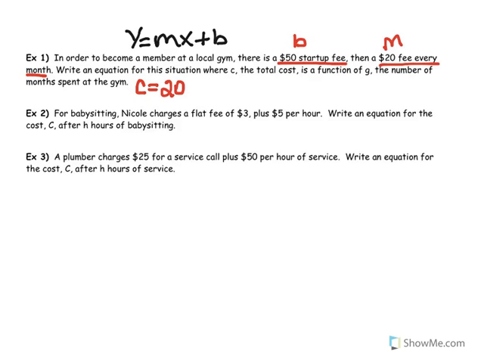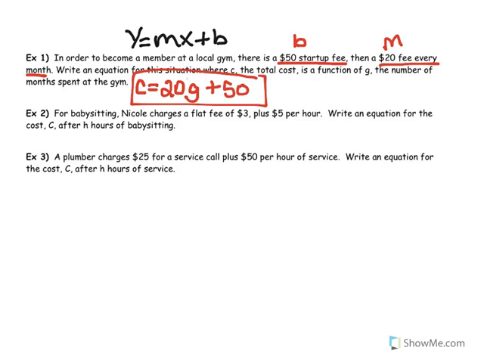But we're not going to use x because they told us C is a function of g. And so g is the number of months spent at the gym, which could change. It could be 1 month, 2 months, 3 months. So you're thinking about your x. X is the number that changes. In this case, we're going to use G plus our initial fee, which is $50. This is your equation. So hopefully you just said, that was so easy, because really it will get easier as you continue to write these.